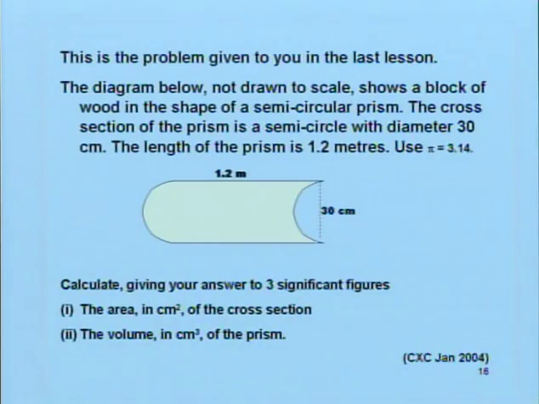This is the problem given to you in the last lesson. The diagram below, not drawn to scale, shows a block of wood in the shape of a semicircular prism. The cross section of the prism is a semicircle with diameter 30 cm. The length of the prism is 1.2 meters. Use pi as 3.14. Calculate, giving your answer to three significant figures, 1, the area in centimeter square of the cross section, and 2, the volume in centimeter cube of the prism. Question taken from CXC January 2004.